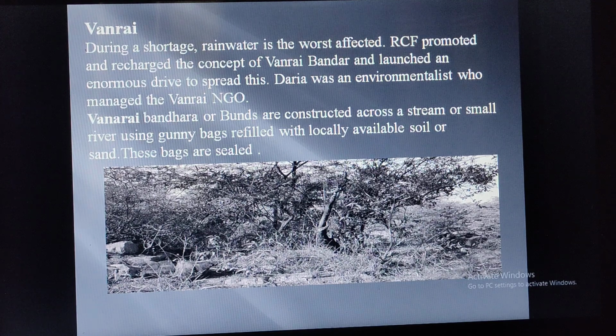Vanrai Bandharas or bunds are constructed across a stream or a small river using gunny bags refilled with locally available soil or sand, and these bags are mostly sealed. Let us move forward and learn about Devrai.